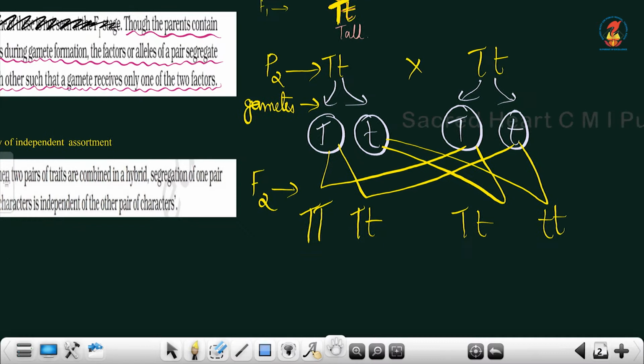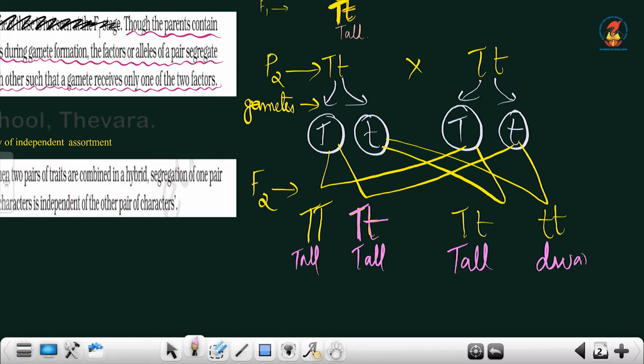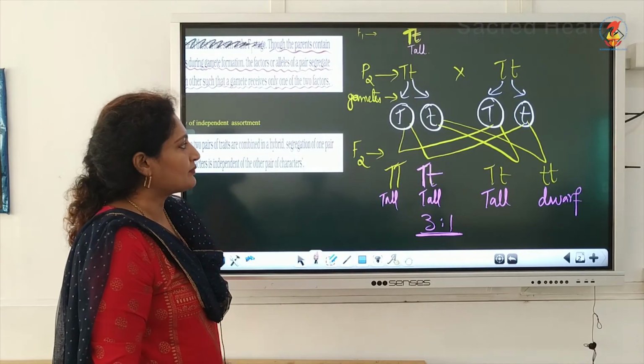Now, here you apply the law of dominance. This is definitely tall, no doubt about that. Now, what is this? This is also tall. We have learnt according to the law of dominance, when two dissimilar alleles occur, one expresses, the other suppresses. This is also tall using the law of dominance, and this is dwarf. Both the alleles are small t or recessive, so that is dwarf. So, we get the ratio 3:1. 3:1 means 3 tall to 1 dwarf. So, this is a monohybrid ratio.